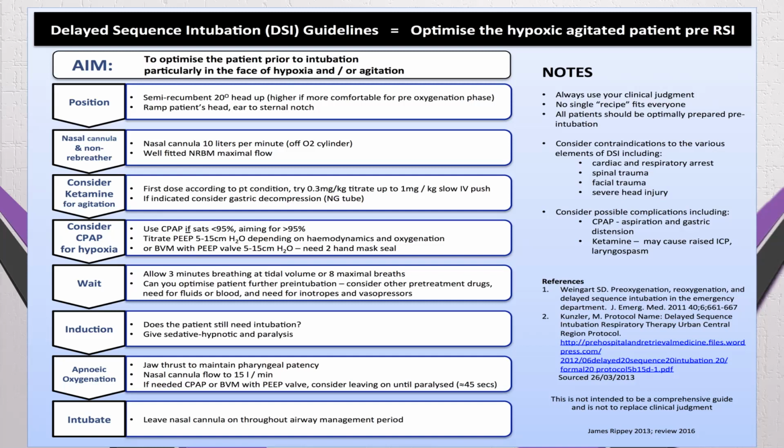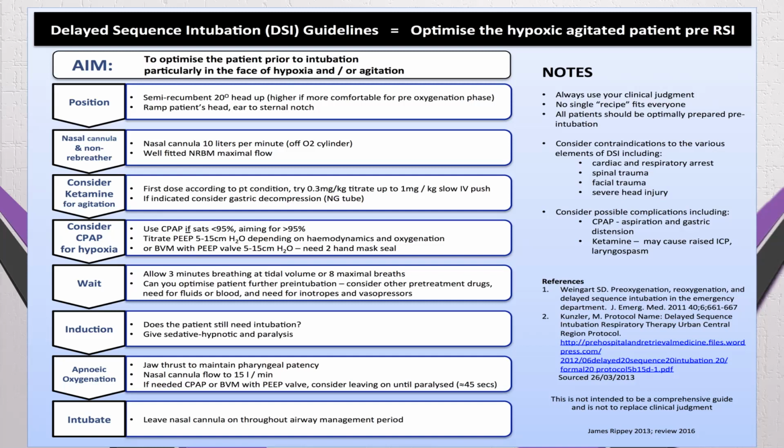And as we mentioned in the previous video, for optimal bag mask ventilation, you need to have a two-hand mask seal, which is the C&E, double C&E, or modified C&E, which is the V&E. You can go to the previous video, part 2, and listen to it. Optimal positioning for bag mask ventilation. Then wait and pre-oxygenate using CPAP for 3 to 5 minutes, or at least tidal volume, or 8 maximal breaths.